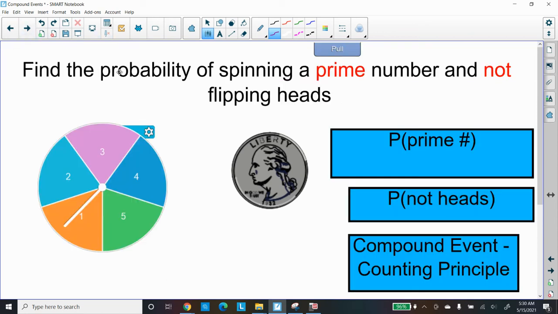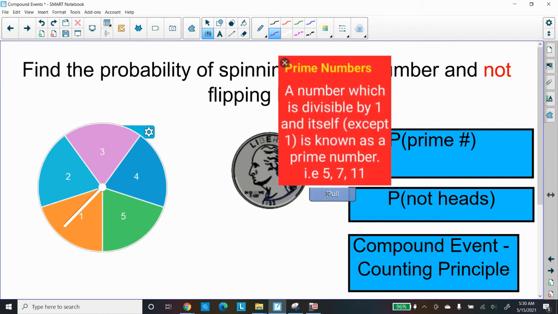All right. Find the probability of spinning a prime number and not flipping a head. What's a prime number? Well, let's pull this down. A prime number is a number which is divisible by 1 and itself, except 1. So we can't use 1. Known as prime numbers, such as 5. So they say 5. So 5 is a prime number.